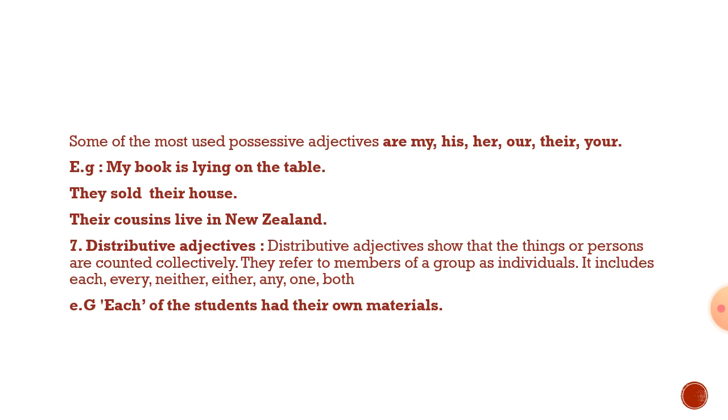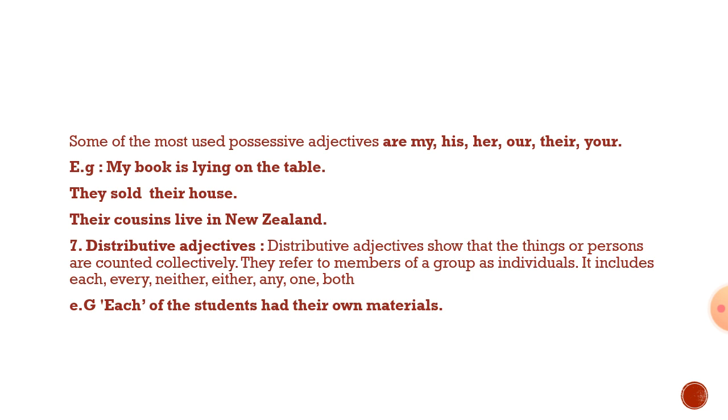my book is lying on the table. Second example is they sold their house. Third example is their cousins live in New Zealand. My and their are adjectives. My tells us that the book belongs to me or is possessed by me. Their house means the house possessed by them or belonging to them. In the third example, their cousins means the cousins belonging to them. All these adjectives always come before a noun. Unlike possessive pronouns, these words demand a noun after them.